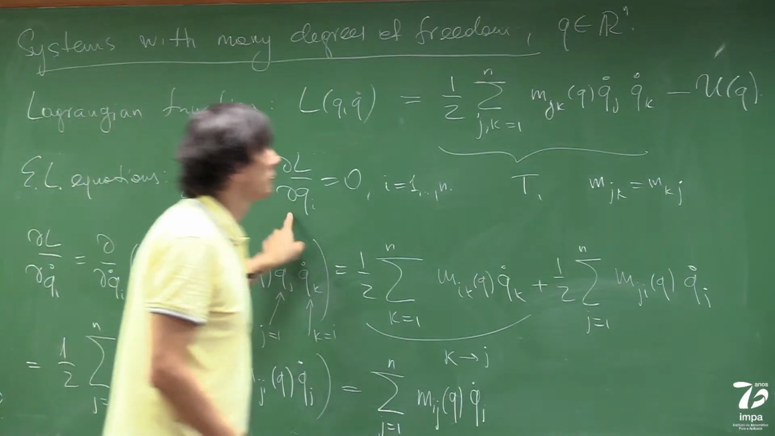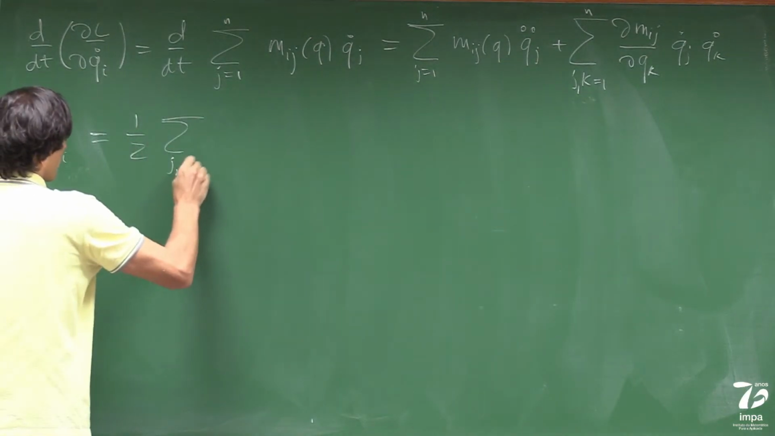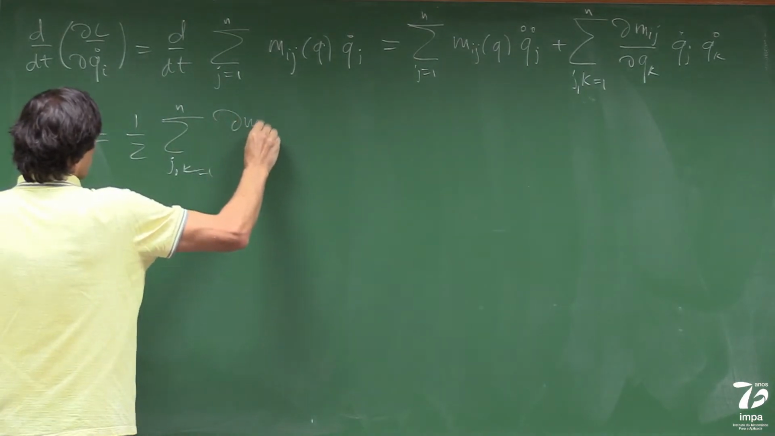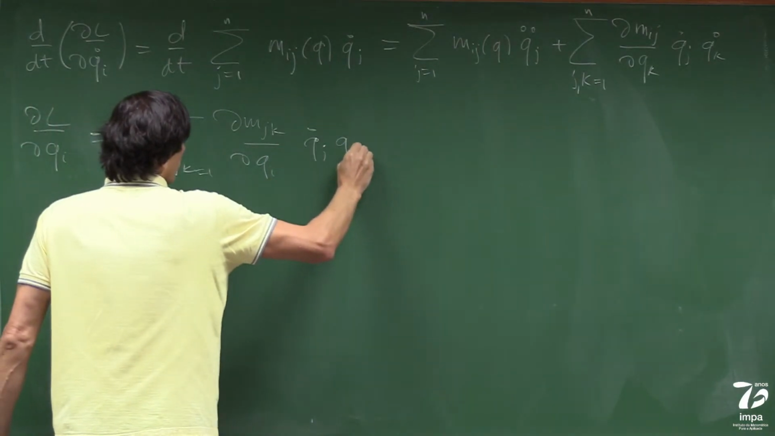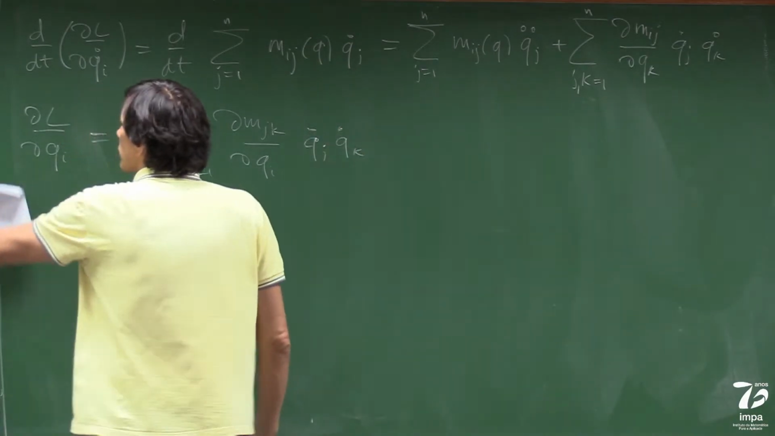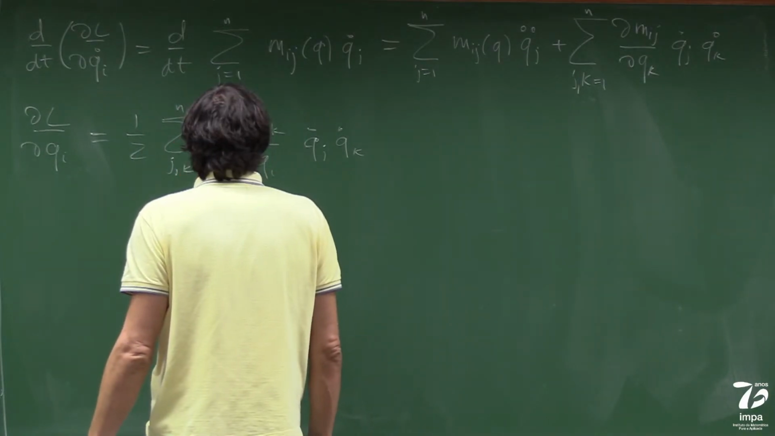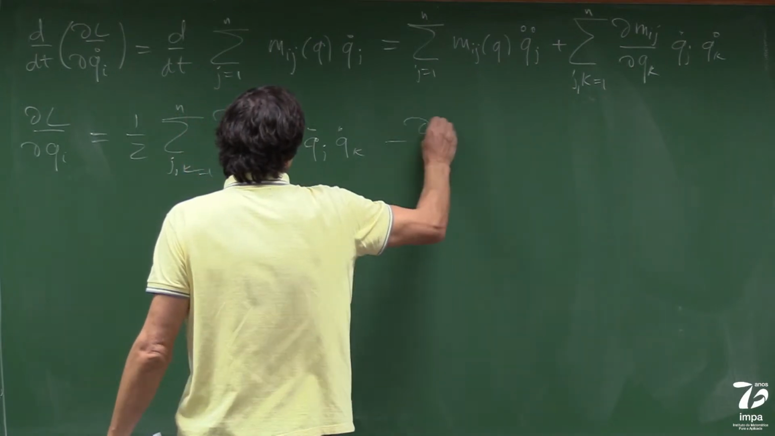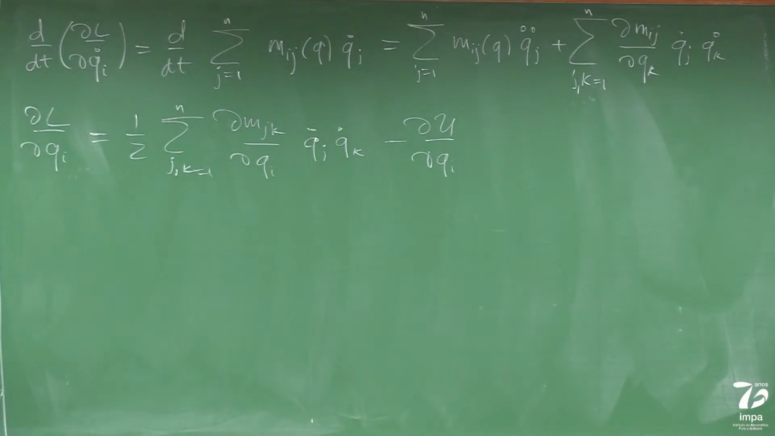Okay, then we need this. So this enters this q here and then q here. It will be 1/2. And then here you differentiate all the, yes, minus dU. So taking the difference, you get the equation of motion.